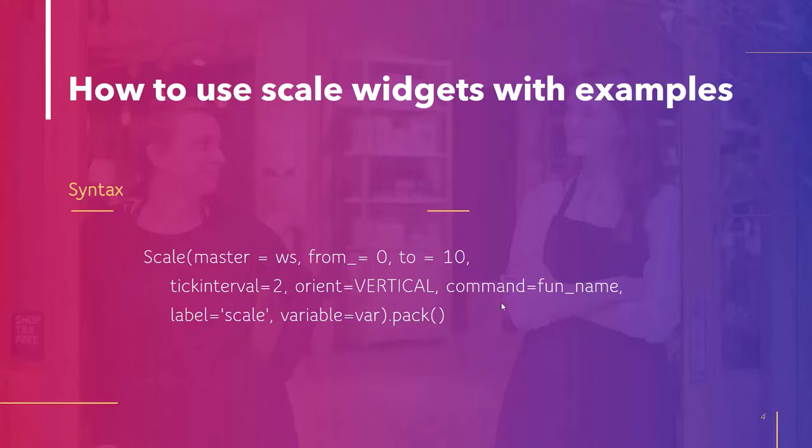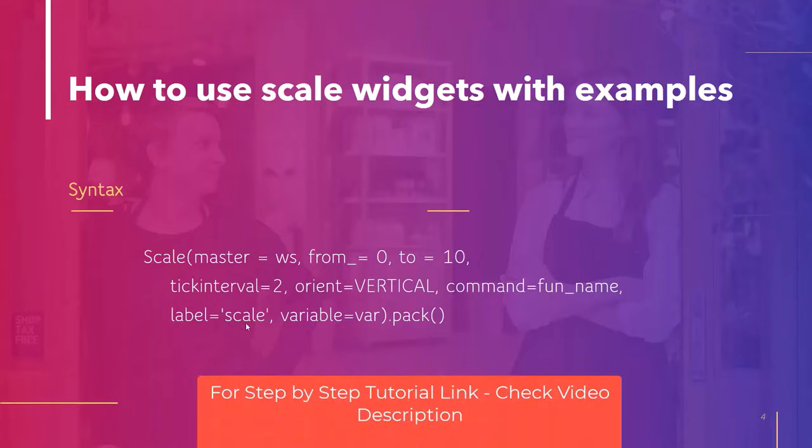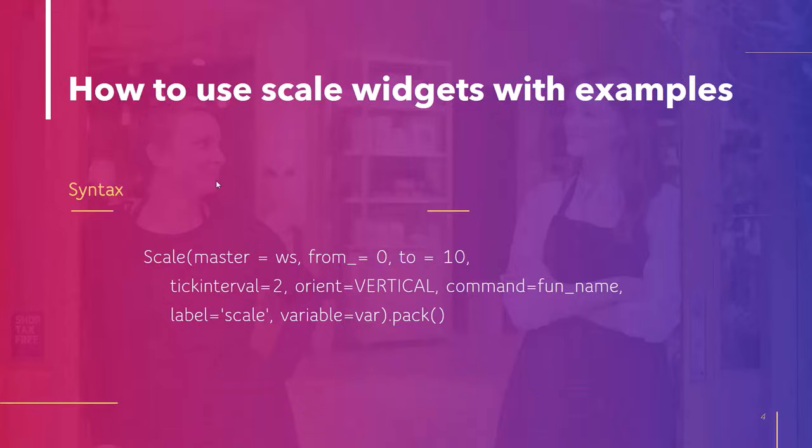Command will require a function name, or you can also create an anonymous function or lambda function over here. So whenever the slider is slid, this function will be triggered. Label is the text written on the scale. So whatever text you want to display with the slider, you can show it. Variable is equal to var. There are two ways of creating a variable. One is using this variable equals var, where var will be declared as IntVar or StringVar or BooleanVar. So you have to already define it on the top, then you can use this. The other method is you can create a variable over here. You can just mention any name, and then using the same name you can just pack it.